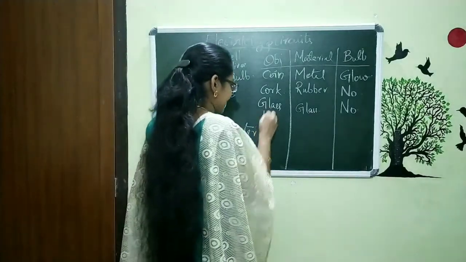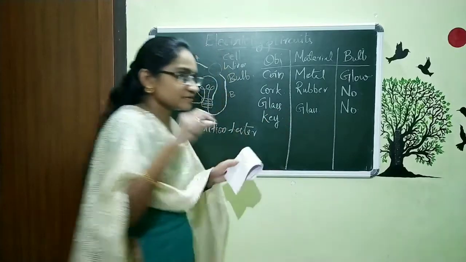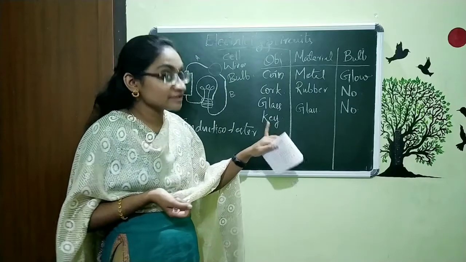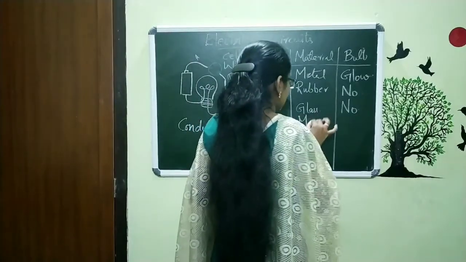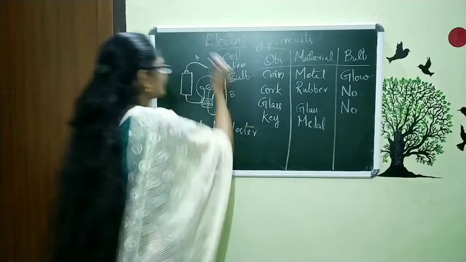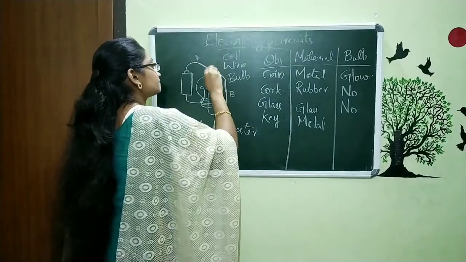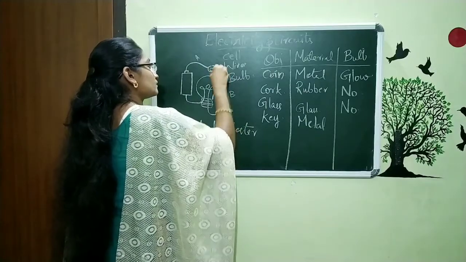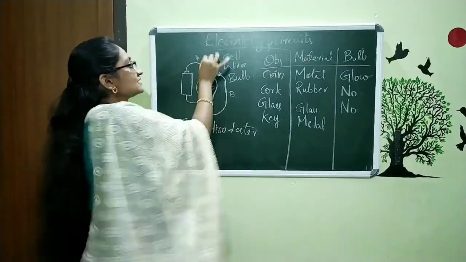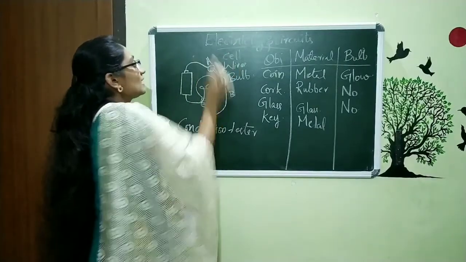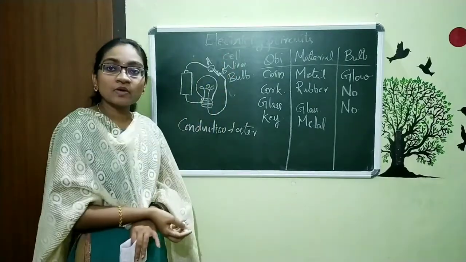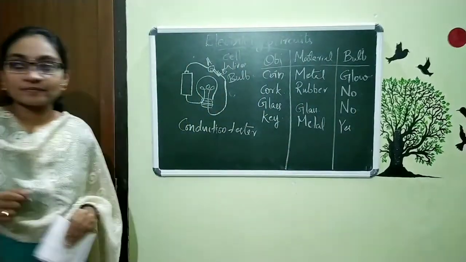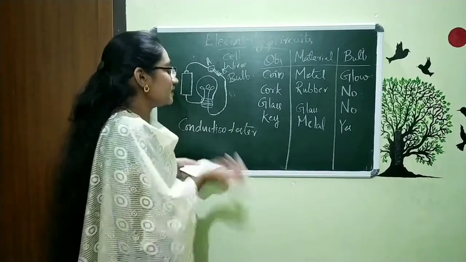The next is key. We can use it in the doors and all, that key. So, what is this key made of? It is made of metal, any type of metal. And when we are connecting this key in between this terminal A and B, what happens? Does the bulb glow? The bulb will glow. For the key, the bulb will glow.